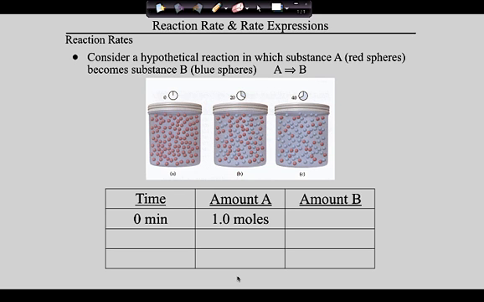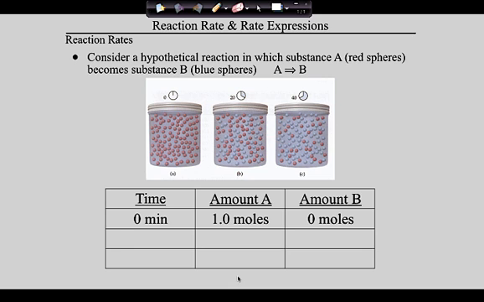So if that's 1 mole of A, how much B is there at time 0? Why is there 0 B? What is B? It's the product. And how much product do you start with initially in a reaction? None. So we have no B when the reaction starts. It's a fundamental principle: when a reaction starts, you start with reactant, and you've got no product.